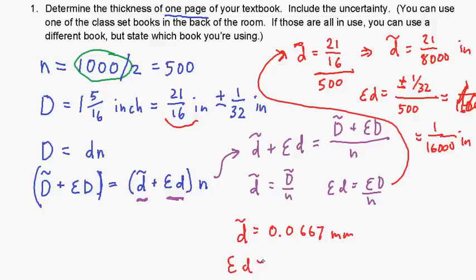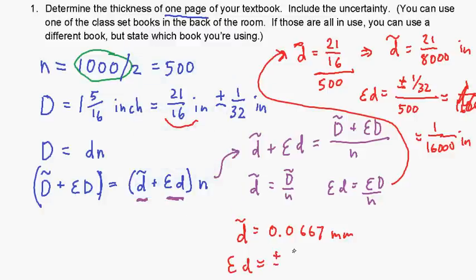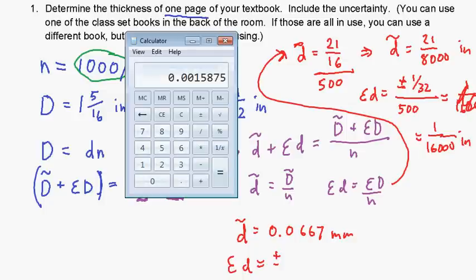Error in d is going to be 1/16,000 of an inch. So let me try that. Clear, 1 divided by 16,000 equals that times 25.4 equals, okay, so plus or minus 0.0015 or 0.0016.